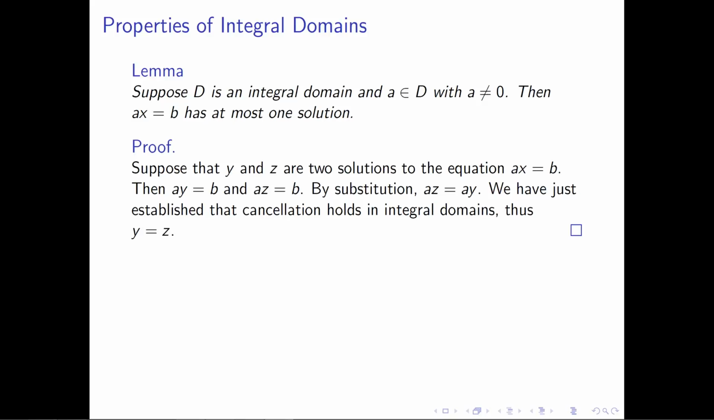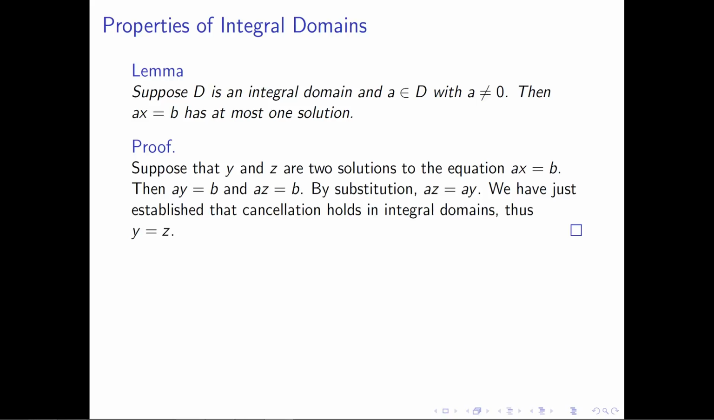By then using this substitution, B is AY and B is also AZ, we can obtain the equation AZ is equal to AY. Now we've just established on the previous slide that we're allowed to cancel. A is a non-zero element by hypothesis of our lemma, so we're allowed to cancel it away since we're working in an integral domain. And this allows us to conclude that Y is equal to Z, and therefore the equation AX equals B has at most one solution. We started with 2, and we showed that they had to be the same.